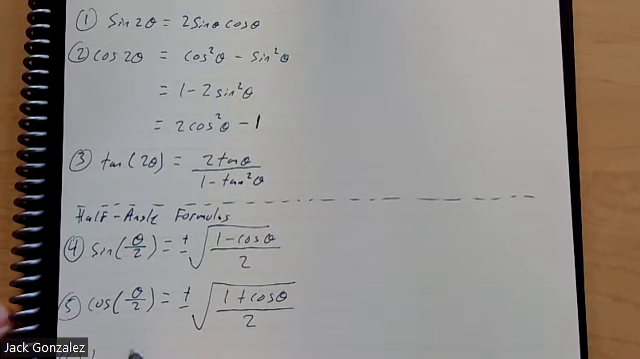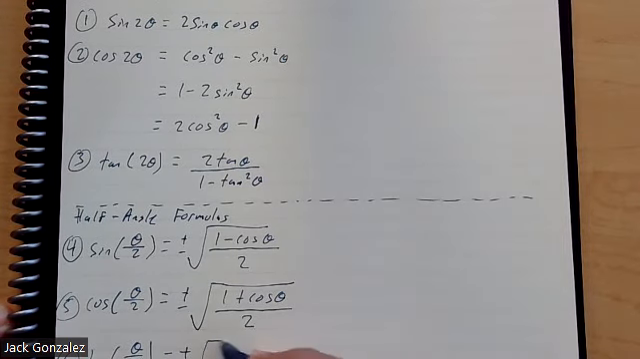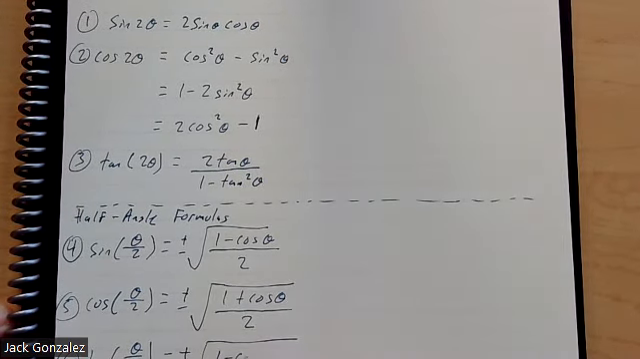Tangent theta over 2. This tan has 3 forms as well. It has the square root form.